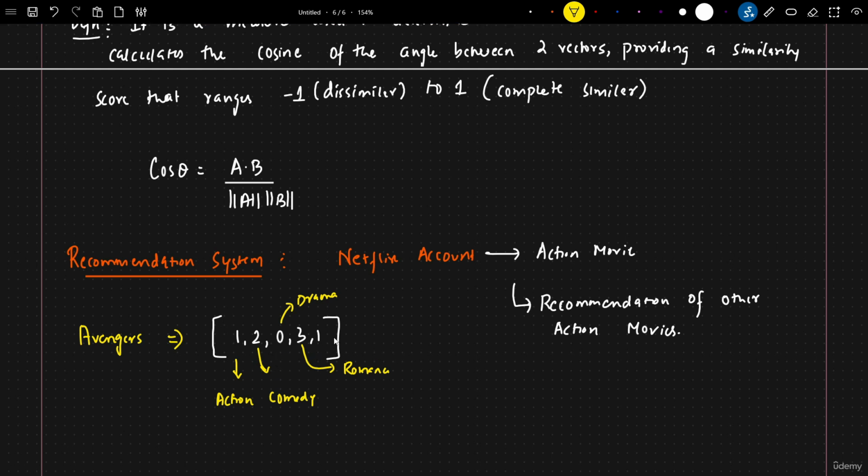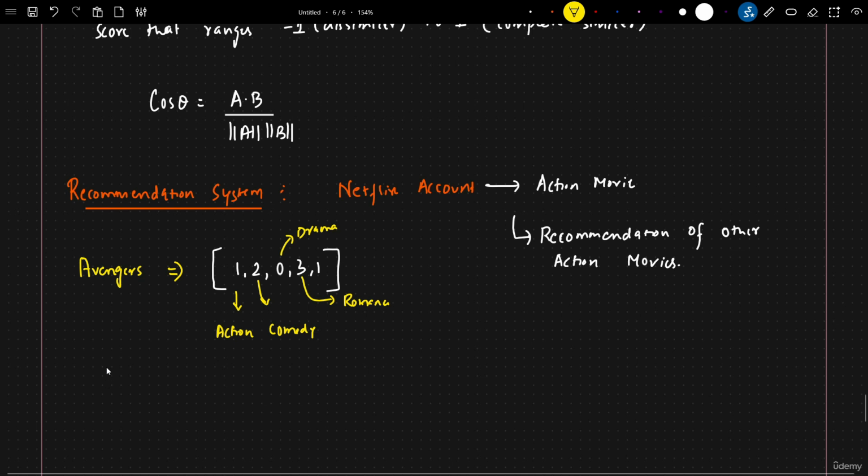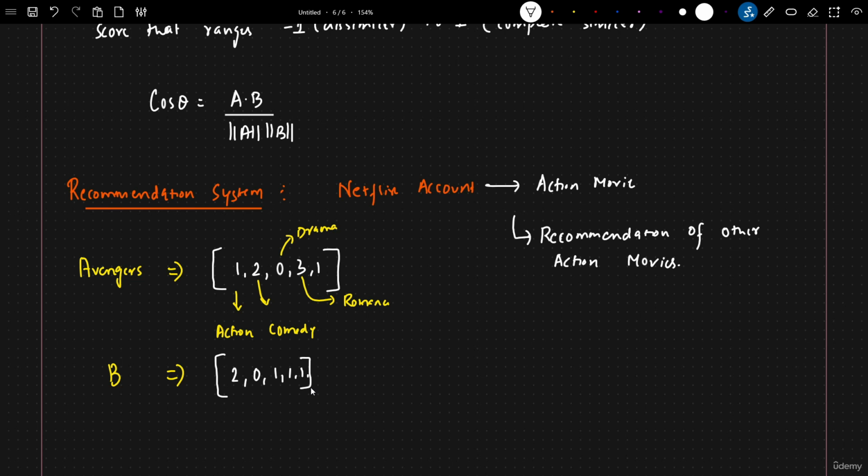There is another movie called B. I'm not telling which movie this is, and let's say this particular movie has a vector of 2, 0, 1, 1. It has this specific vector. Now my main aim is that, if a user watches this movie Avengers, whether he or she should be recommended this particular movie B. So how do we determine this?